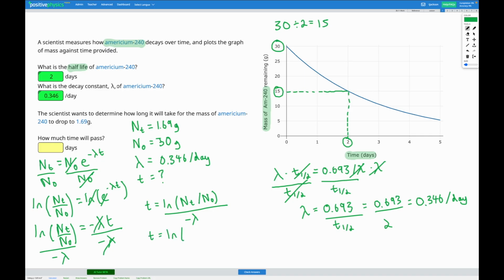It's ln of Nt, that's our mass at the end, which was 1.69 grams, divided by N0, that's our initial mass, which was 30 grams, divided by negative the decay constant, which was 0.346 per day. If we put all that in our calculator, we're going to get out a time of 8.31 days. So let's go ahead and fill that in to check if we got it right.